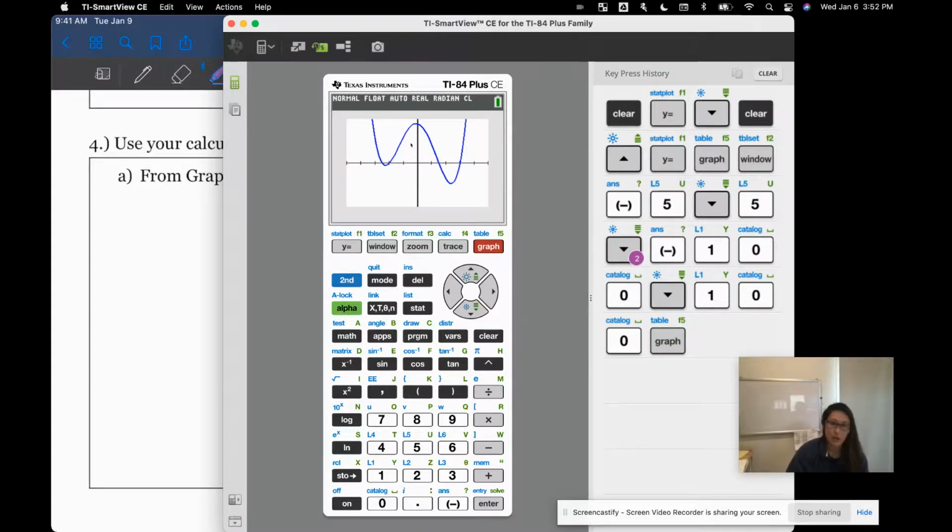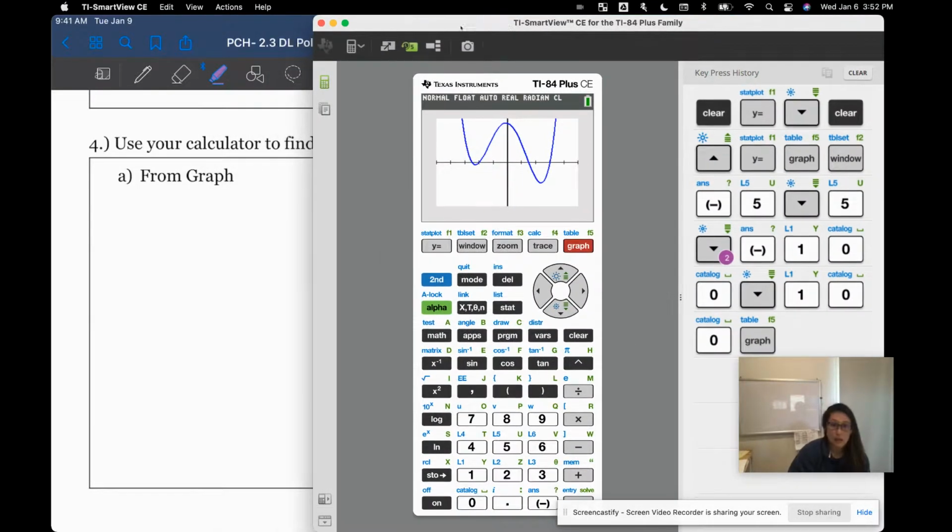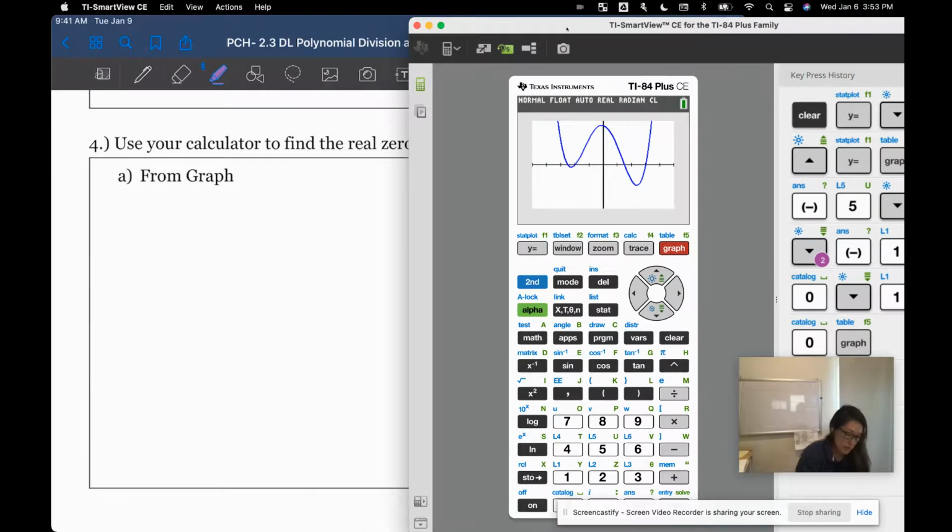So the curve kind of looks like it goes really high. Let's see. I'm just going to sketch it in here. It goes like really, that's not the best sketch. We can do better.